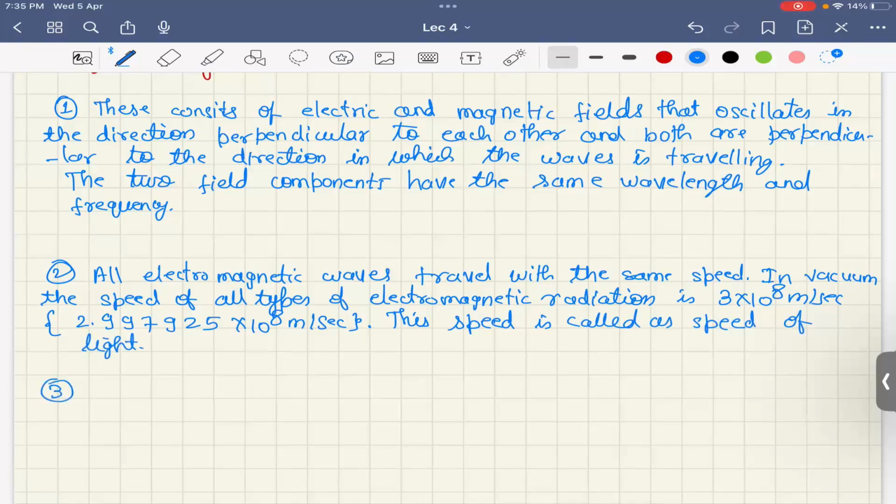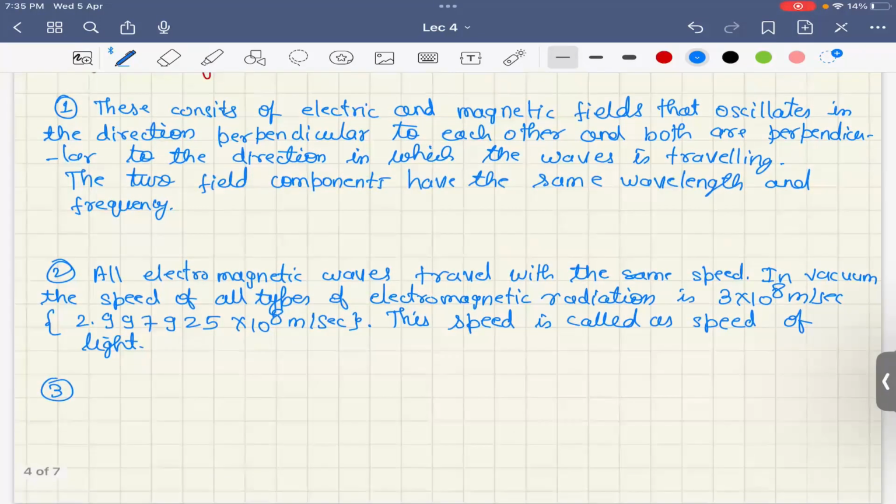The third point is, these electromagnetic radiations do not require any medium for propagation. For example, light reaches us from the sun through empty space.